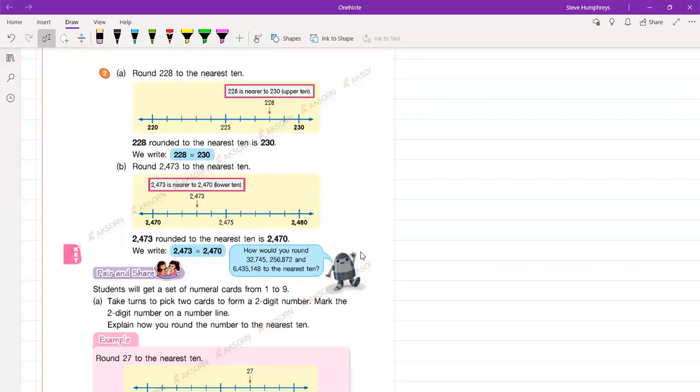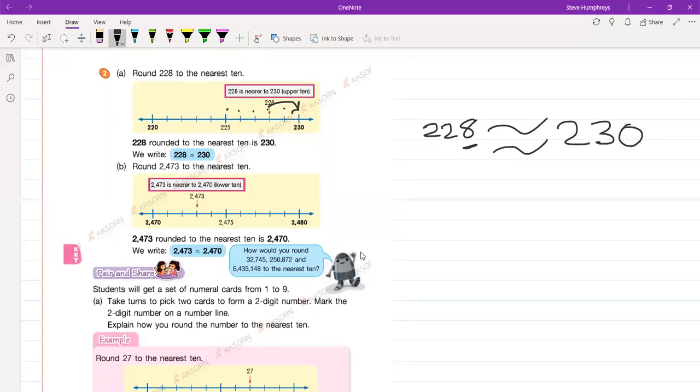More examples. 228 now, rounded to the nearest 10. 228. You're looking at the last digit, which is 8. So 8 is more than 5. 5, 6, 7, 8, or 9. You're going to round it up. The nearest 10 is 230. The nearest multiple of 10. Okay?